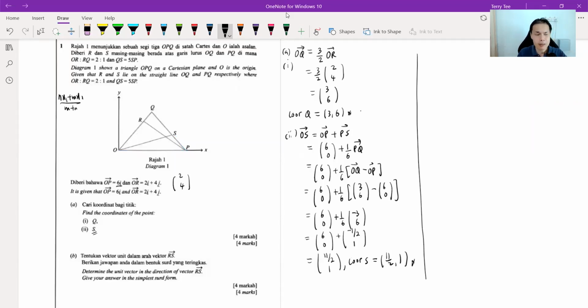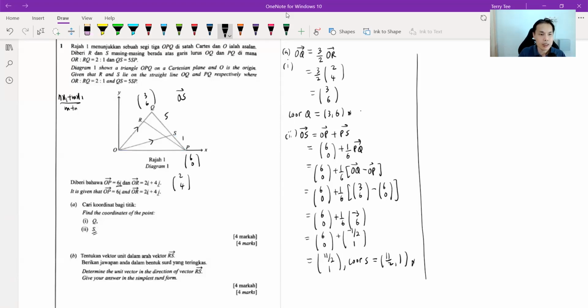So if you watched my previous discussion of other state papers, I've always explained how to use this formula for vectors. It's actually quite easy. Now, I want to find vector OS. I know this is 5. I know this is 1. I already know vector OQ. My OQ is (3, 6). My OP is (6, 0).